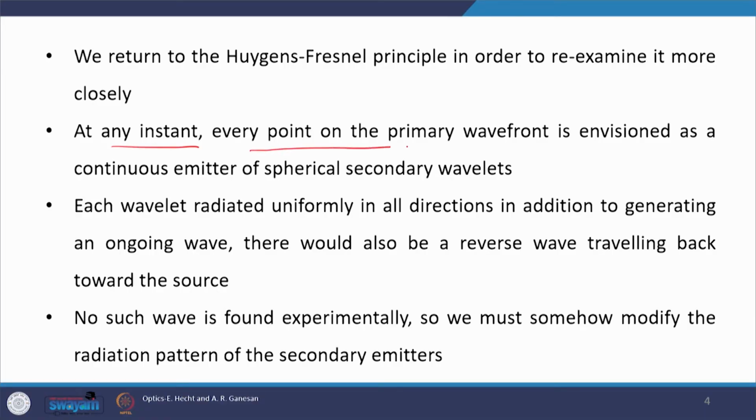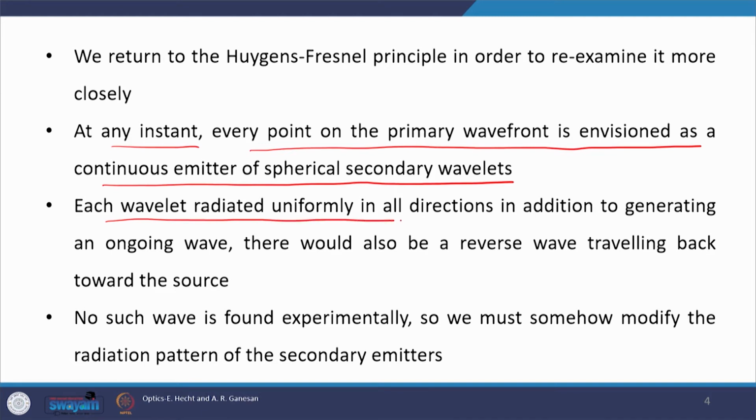Now, what are the points which need to be re-examined? At any instant, every point on the primary wave front is envisioned as a continuous emitter of spherical secondary wavelets. That was the basic statement proposed by Huygens. Huygens again said that each wavelet radiated uniformly in all directions, so in addition to generating an onward wave, there would also be a reverse wave travelling back towards the source.